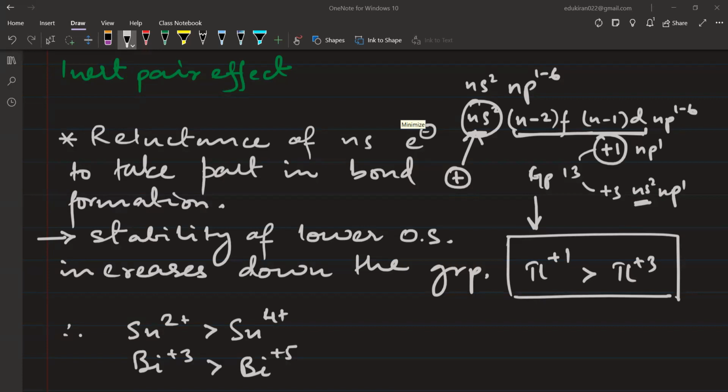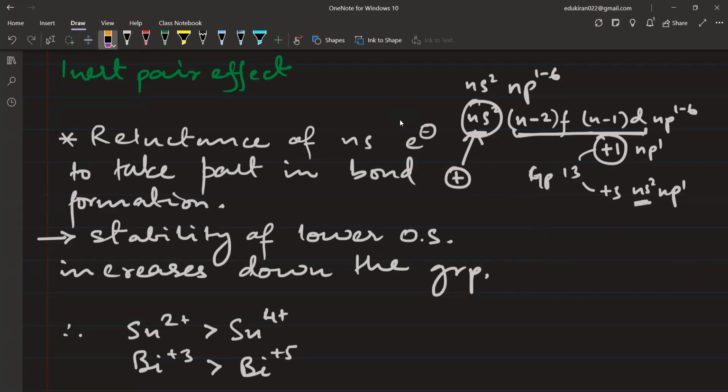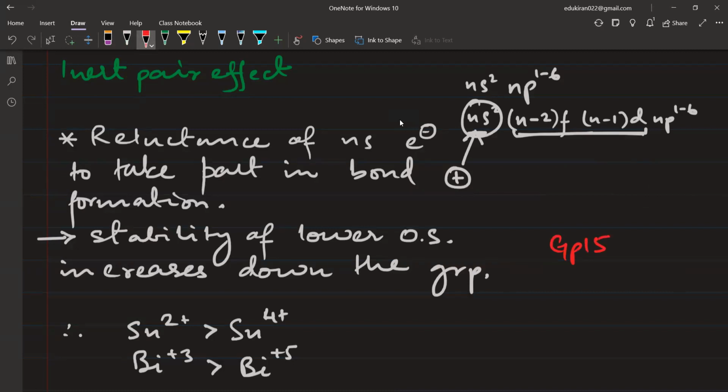Sir, can you explain it again? It is first of all reluctance of an S electron to take part in bond formation. हमने क्या बताया इसमें? ग्रुप 13 एलिमेंट्स है मान लीजिए, या फिर ग्रुप 14 ले लीजिए, ग्रुप 15 ले लीजिए, 15 लेके देखते हैं. 15 में आपके पास होगा NS2 NP.